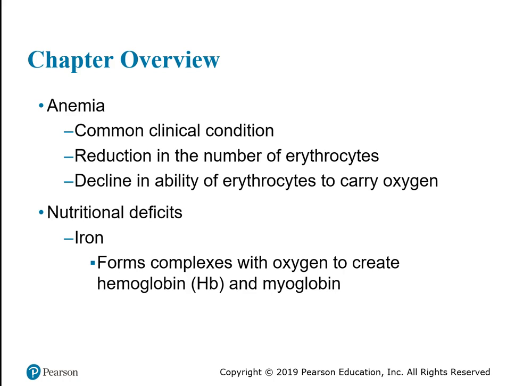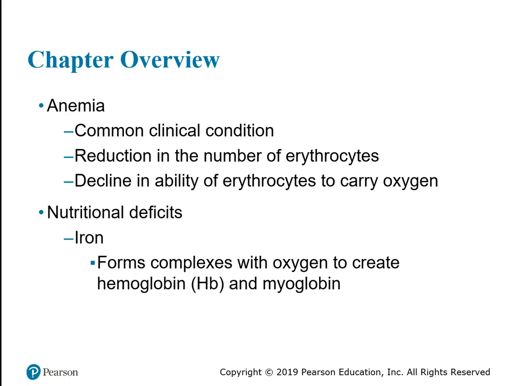So I wanted to make sure again that I mentioned some of these. We've all heard of anemia before. It's pretty common, and there are a couple of different causes for anemia, and basically it's a reduction in the number of red blood cells, or erythrocytes, and a decline in the ability of those red blood cells to carry oxygen. Okay, and so there are different causes and different types of anemia.